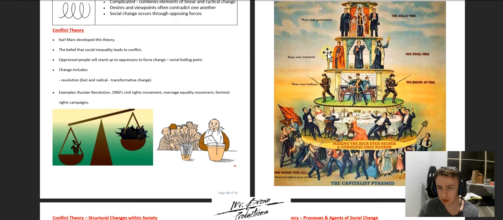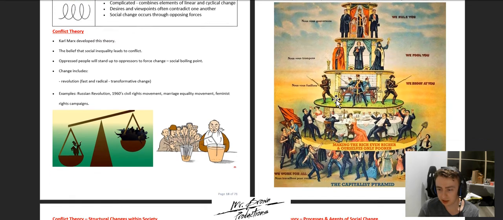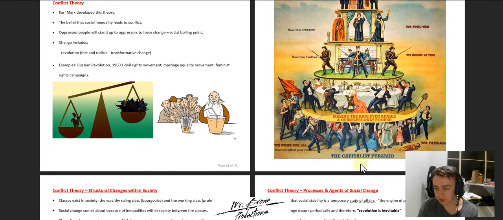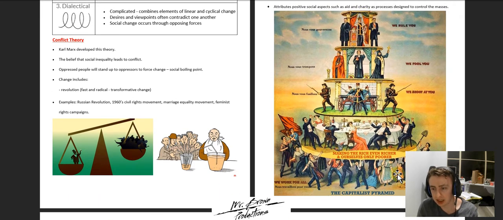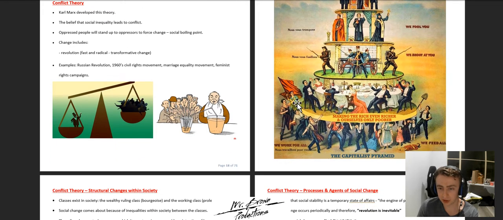This is an interesting image that sort of fits conflict theory. You've got this social hierarchy here, and it's called the capitalist pyramid. So Karl Marx, being a socialist, was very much against the capitalist system. And the idea of this society here is that you have fewer people up the top enjoying most of the riches and power and authority in the world, and then it gradually goes down to where you see at the bottom what's called the working class, and you can see that they're carrying the weight of society on their shoulders.